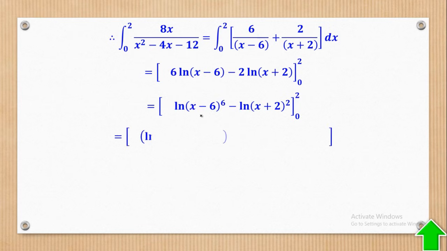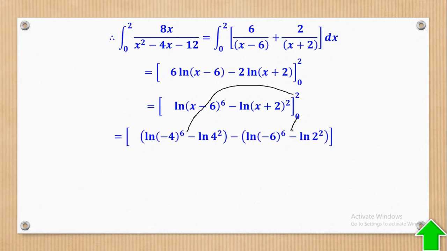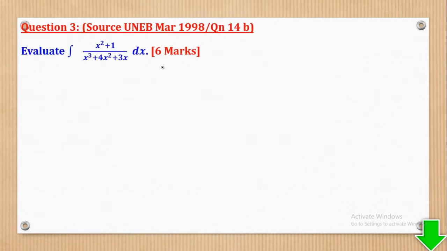So when I do that, I'll substitute now for the upper limit first to come up with this, then the lower limit to come up with that. Use the calculator and give the answer to 2 decimal places, and that will be the answer they wanted. So that was question 2.